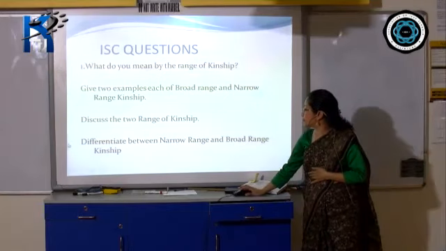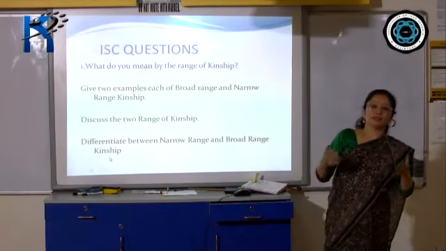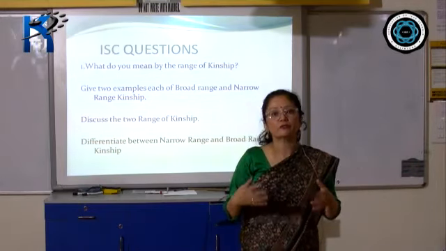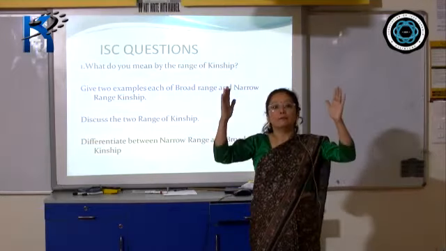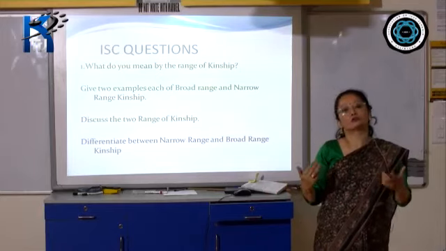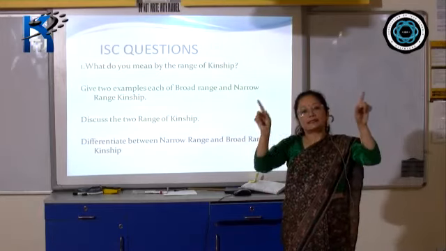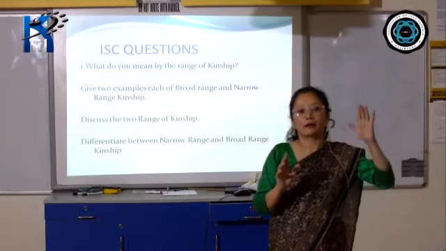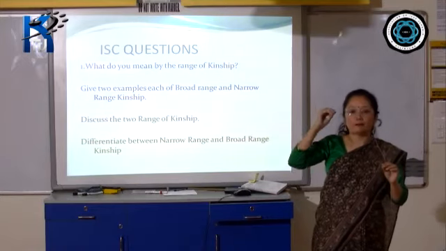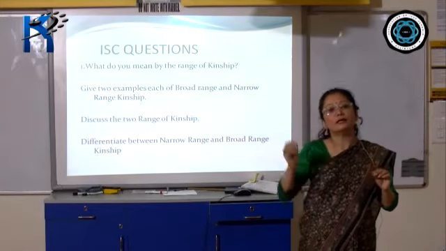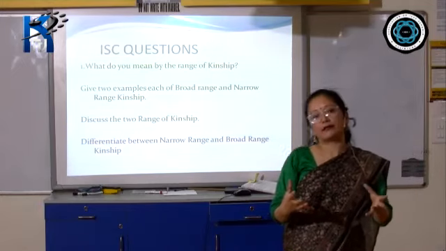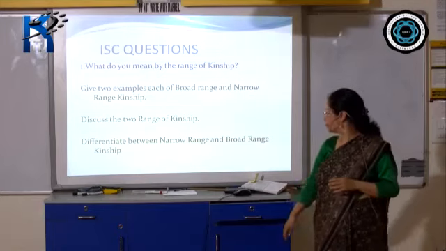Next is differentiate. Discuss is the same thing, but in differentiation, I would recommend all my children to please make a table, a tabular form, while studying and also while writing your answers. So in a tabular form, if you can compare the 2 range of kinship, then remembering, memorizing would be easier. Retention power will also increase. At the same time, your answer writing will also become very good.